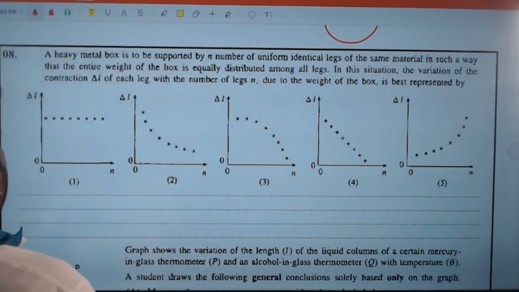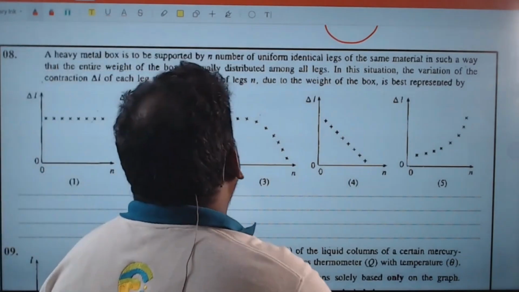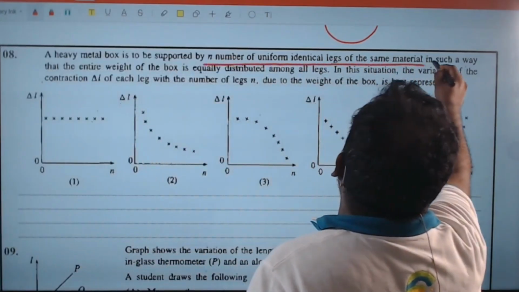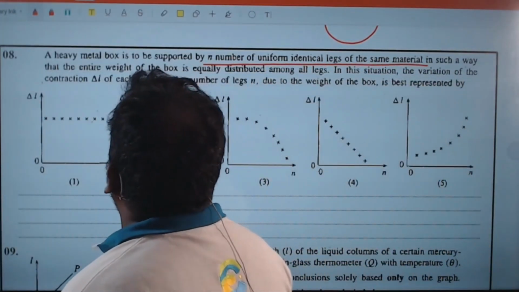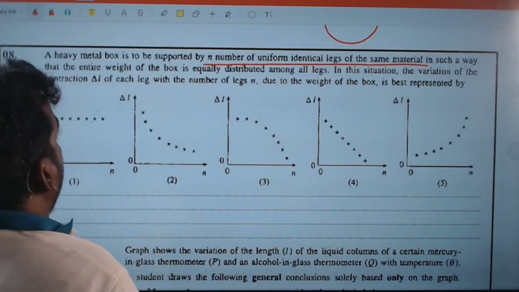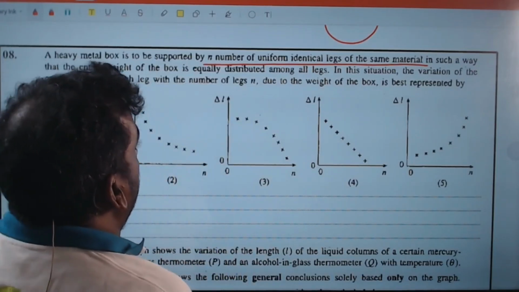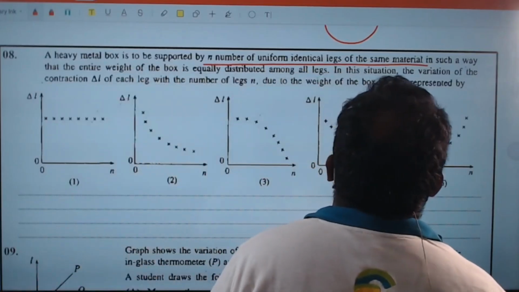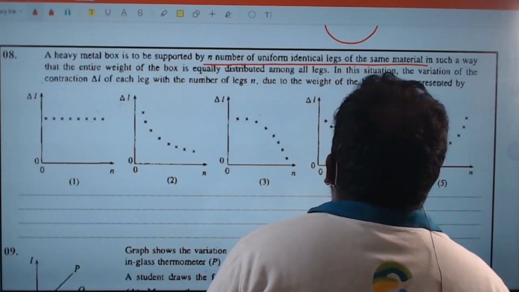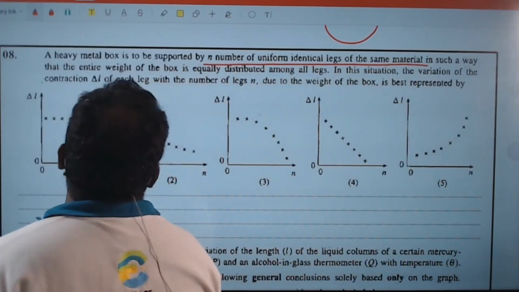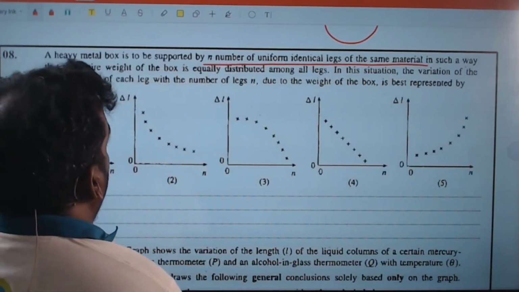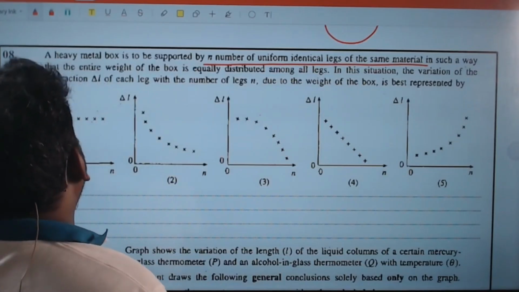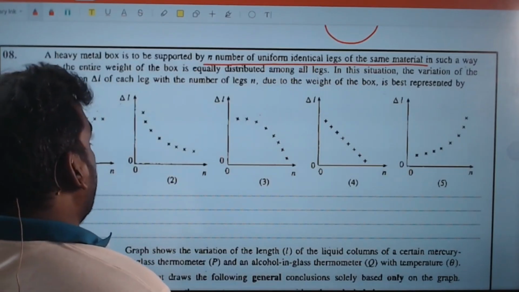A heavy metal box is to be supported by n number of uniform identical legs made from the same material. Entire weight of the block is equally distributed among all the legs. In this situation, what is the variation of the contraction of each leg with the number of legs due to weight of the box? Right.